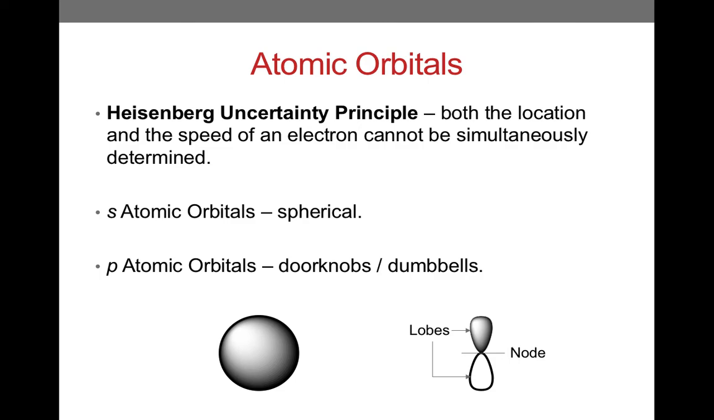Atomic orbitals are orbitals that surround an atom. We can't determine both the momentum and the location of an electron in space at the same time. This is known as Heisenberg's uncertainty principle. Note that s atomic orbitals are spherical in shape, and p atomic orbitals are shaped like doorknobs or dumbbells.